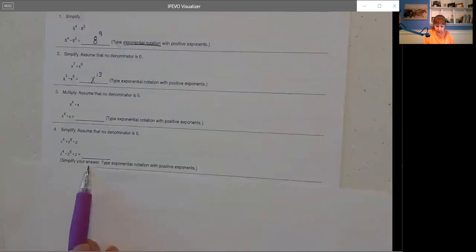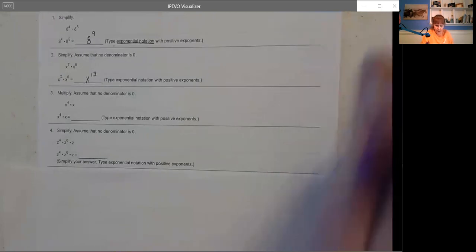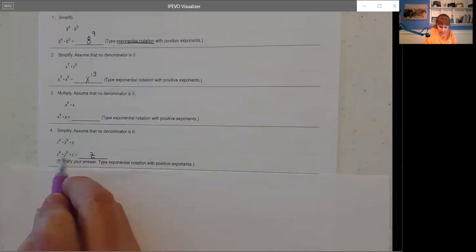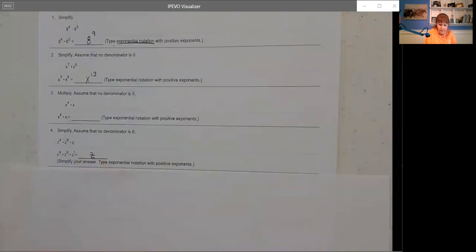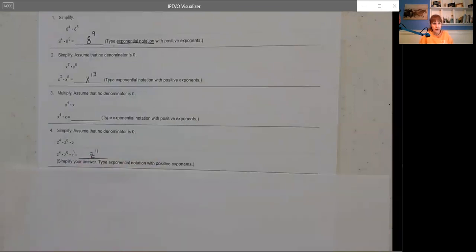Here, simplify your answer. Type in exponential notation with positive exponents. So here we will have z, cross my z's. We have 3 of them. 4 plus 6 plus 1 is 11. Z to the 11th as your answer. So don't forget, if it's not there, there's a 1.